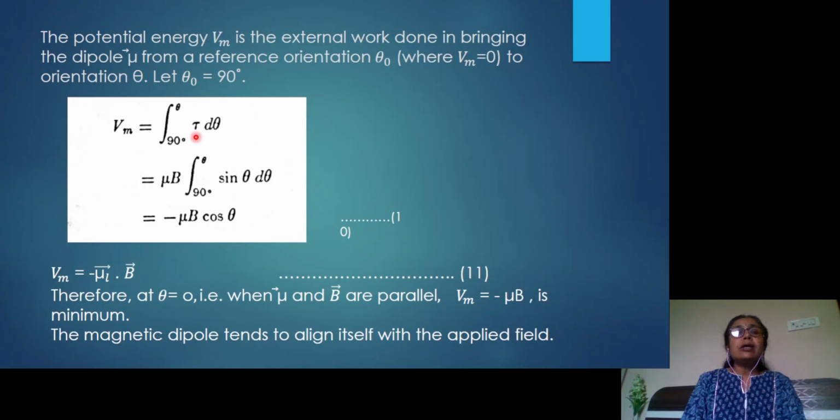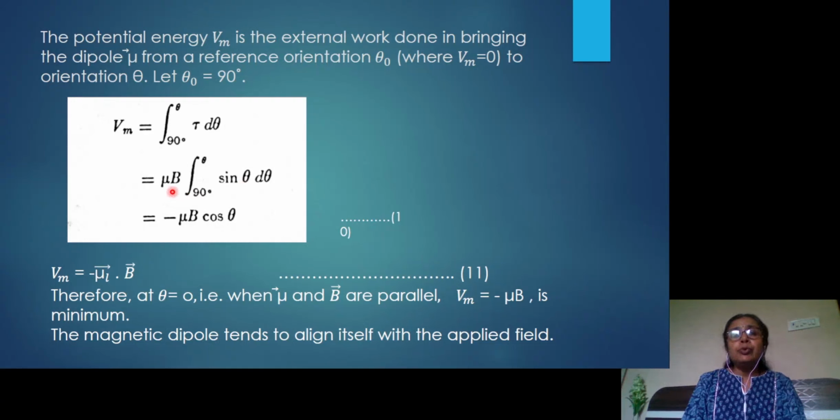Substituting the magnitude of vector tau, which we have seen in the last slide, equal to mu B sine theta. Because mu and B, that is the dipole moment and the applied magnetic field, are constant with respect to the variable theta, because they do not depend upon theta, they will be outside the integration sign, and we get mu B times the integration of sine theta d theta. If we substitute the limits of integration, then because the integration of sine theta is minus cos theta, what we will get?